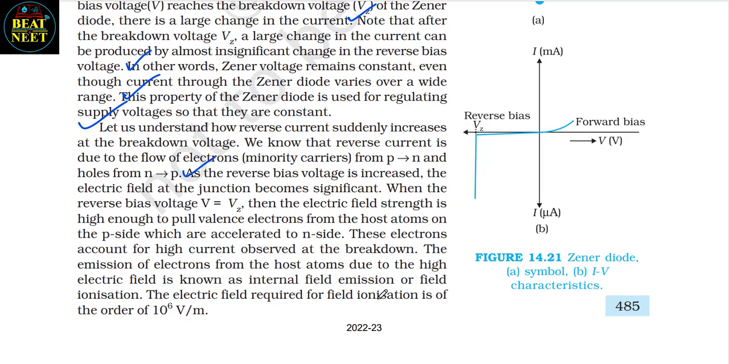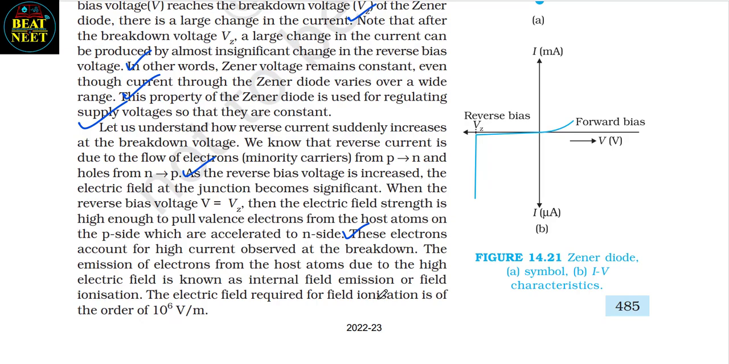As the reverse bias voltage is increased, the electric field at the junction becomes significant. When the reverse bias voltage V equals Vz, the electric field strength is high enough to pull valence electrons from the host atoms on the p side, which are accelerated to the n side. These electrons account for the high current observed at the breakdown.